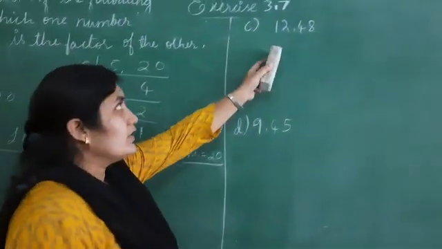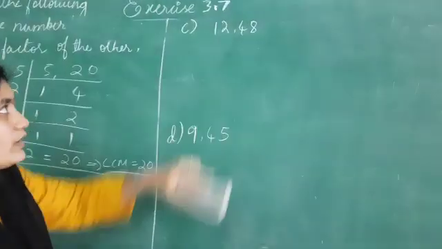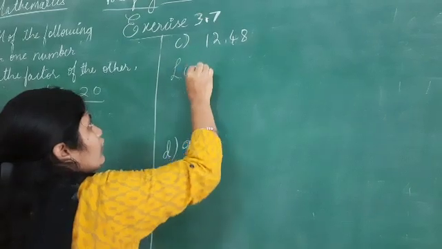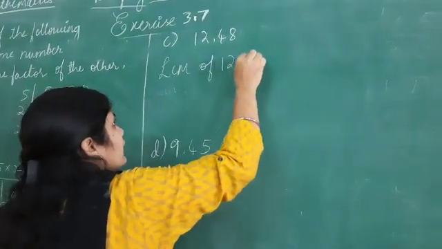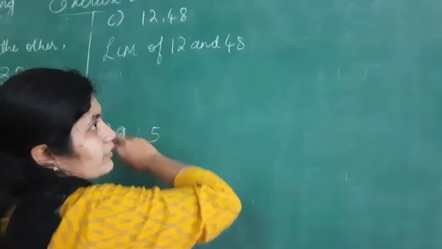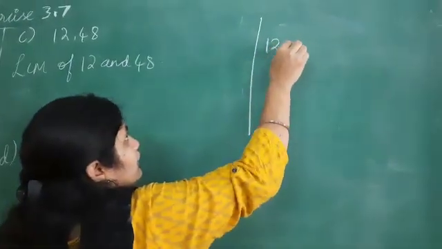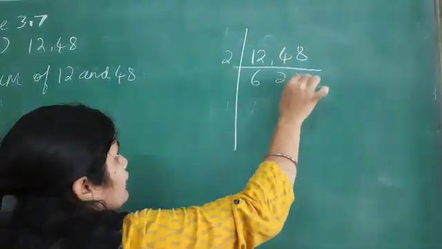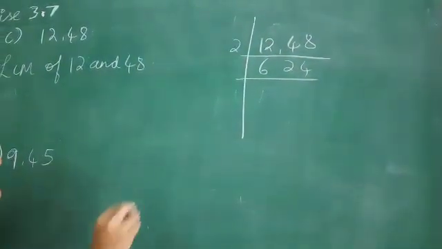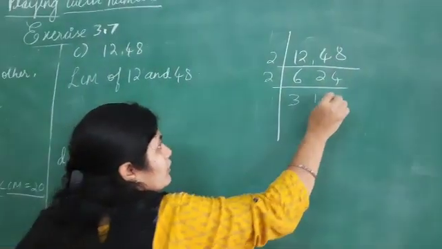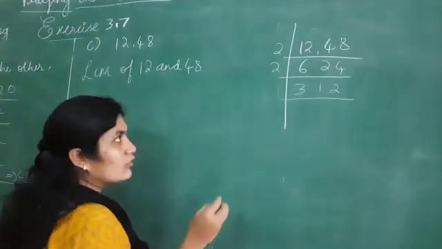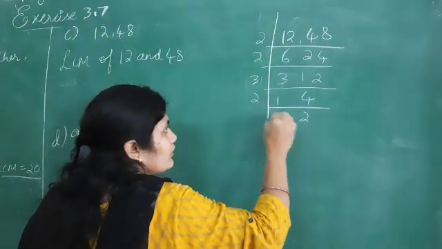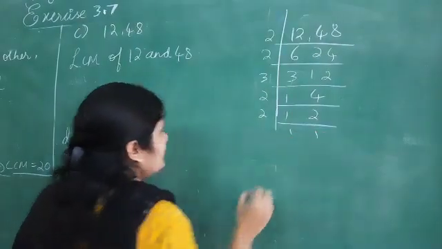Now same, C1, 12 and 48 are given. As you can see, 12 is the factor of 48. Find out the LCM of 12 and 48. 2 6s are 12, 2 2s are 2 4s are, 2 24s are 48. 2 3s are, 2 12s are. Now go for 3, 3 1s are 4s are, again 2 1s are 2s are, 2 1s are 1s are.